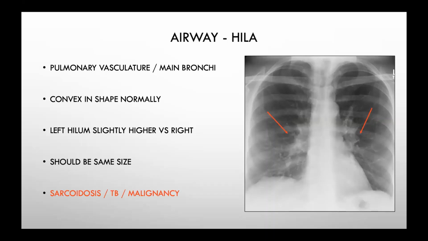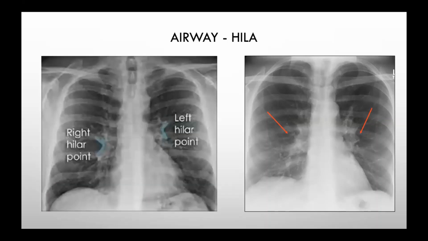The pathology that you'd be looking for is sarcoid, TB or malignancy, if you think you can see hilar lymphadenopathy. It's not always easy to see, especially on an over-penetrated AP film. These are normal hilar, and you can see the left hilar point is higher than the right. The reason that's useful, if there is left lower lobe collapse or right upper lobe collapse, it will pull the hilar in one direction or another.